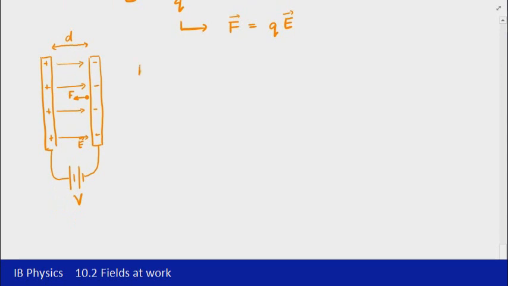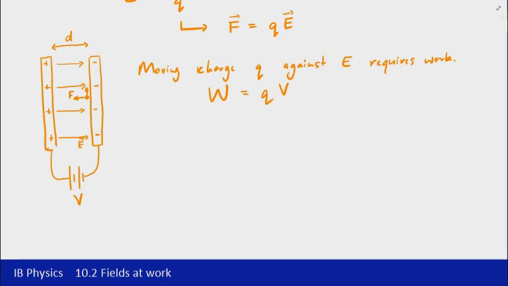Now, if we move that charge, just note that that's charge Q. So moving charge Q against the field E requires work. And we've seen in the past, and I'll just reiterate it here, the work that would be done in that case is equal to the charge multiplied by the potential that it's moving through. And that potential in this case is supplied by the source down the bottom, or the EMF down the bottom.